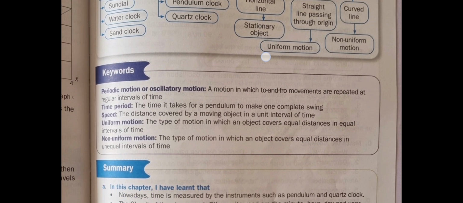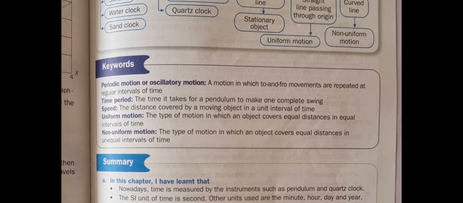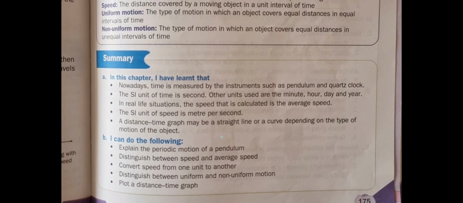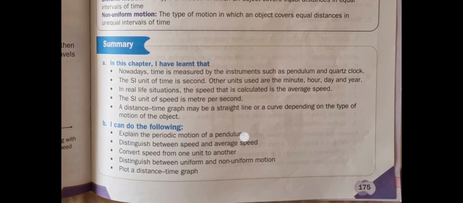And now some important keywords you need to learn. Periodic motion or oscillatory motion: a motion in which to and fro movements are repeated at regular intervals of time. Time period, speed, uniform motion, non-uniform motion. You need to learn these keywords. And this is the summary of the chapter.